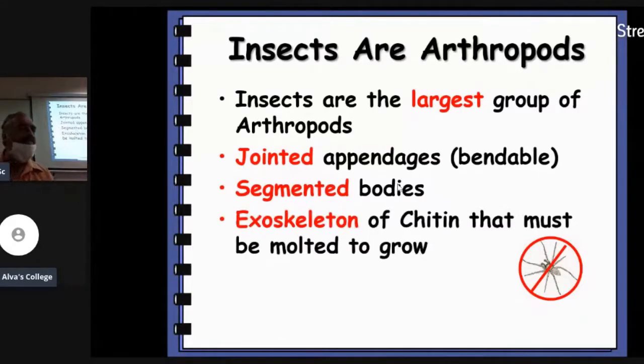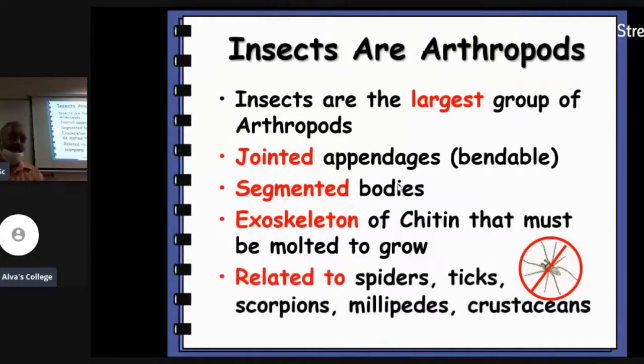And the third thing is that they have an exoskeleton. That means their skeleton is outside their body. We have a skeleton inside our body, isn't it, children? But on the contrary, insects have their skeleton outside their body, and it is made up predominantly of a protein called chitin. So chitin makes up the exoskeleton, and insects are closely related to spiders.